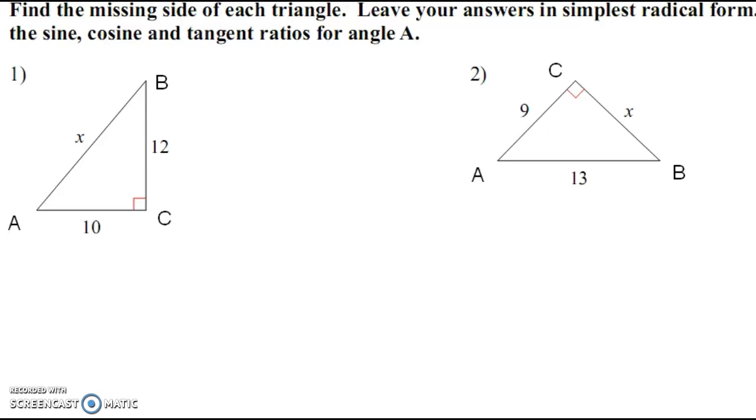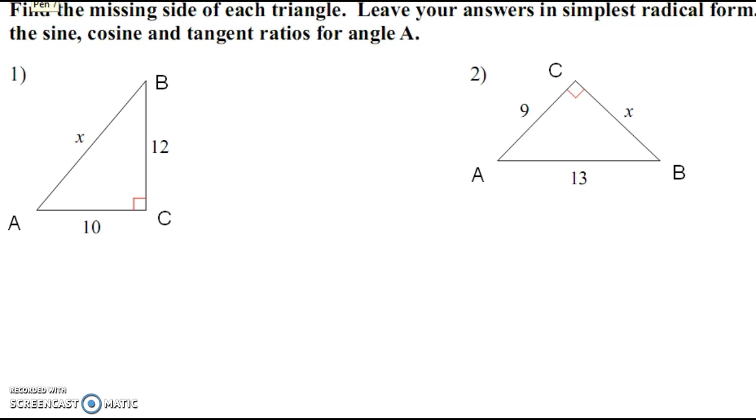Hi, so this is a worksheet that gives you practice finding missing sides of a triangle using the Pythagorean theorem, and then simplifying the radical if necessary, and then also finding the sine, cosine, and tangent ratios for a given angle. So we're going to start by looking at problem number 1.